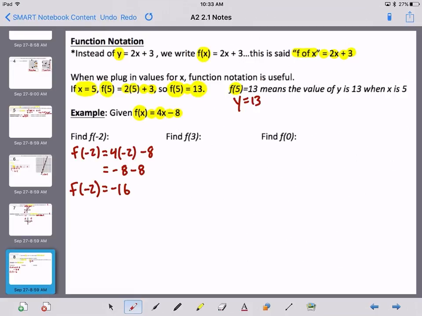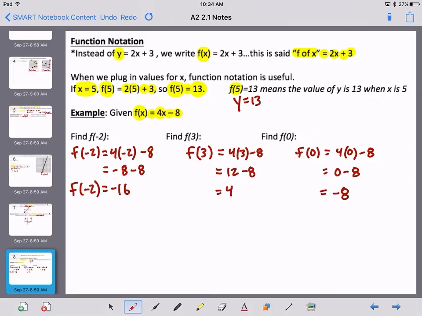Now I encourage you to pause the video and see if you can do the next two, f of 3 and f of 0. So pause the video now. Okay, so hopefully you got a chance to practice those two. When you did f of 3, you should have found an output of 4. And when you did f of 0, you should have found an output of negative 8. All right, so if you did those correctly, nice work. If not, just go back and make sure you correct those mistakes.